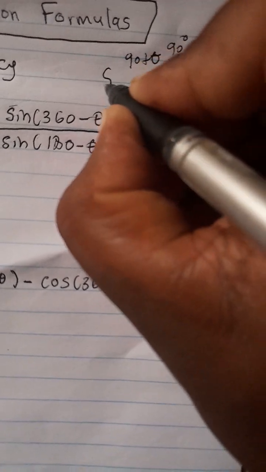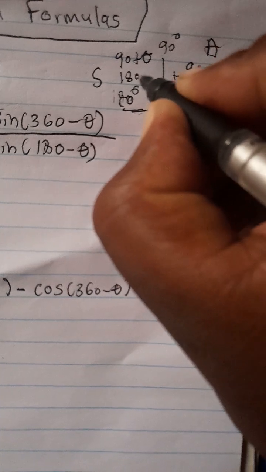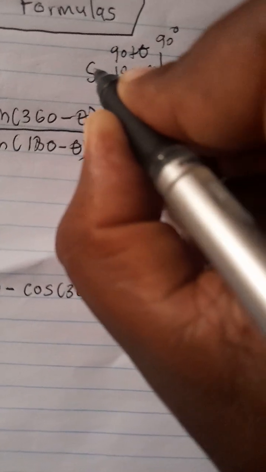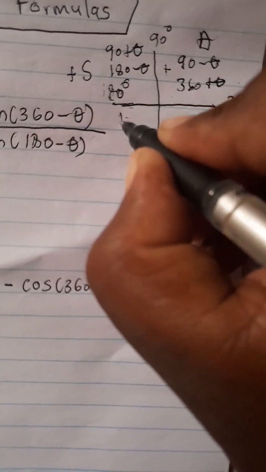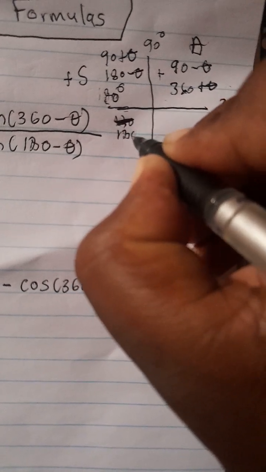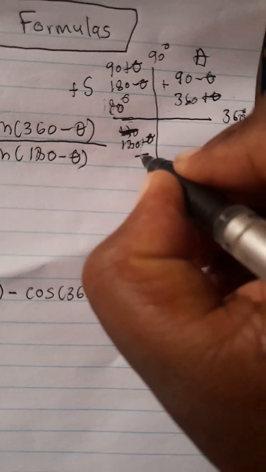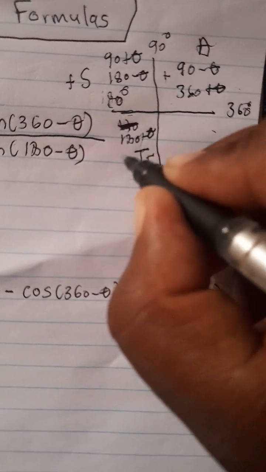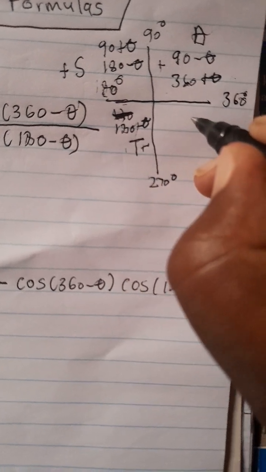This is where sine is positive, and we also have 180 minus theta. The other trigonometric ratios are negative; it's only sine that is positive in this case. Then at the third quadrant, we have 180 plus theta. This is where tan is positive. The other trigonometric functions are negative.